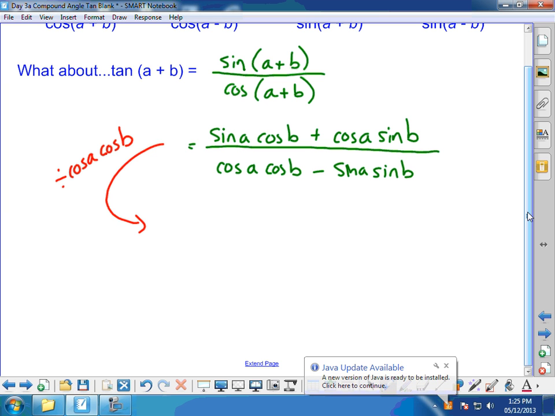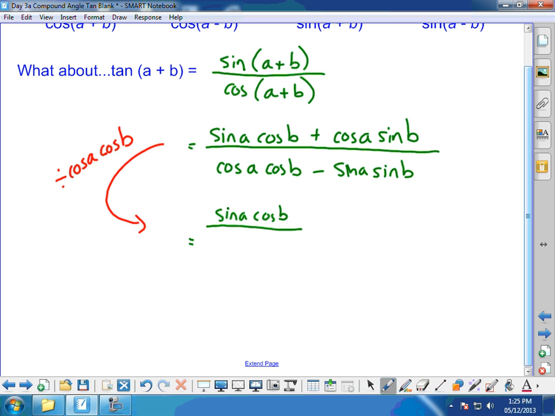Again, I'm not changing the question because I'm dividing both the top and the bottom by the same thing. It doesn't matter. So each one of these terms is going to become its own little fraction. So sine A cos B is being divided by this thing in red, cos A cos B. And then this term over here, cos A sine B, is going to be divided by the thing in red, cos A cos B. That's just the top.